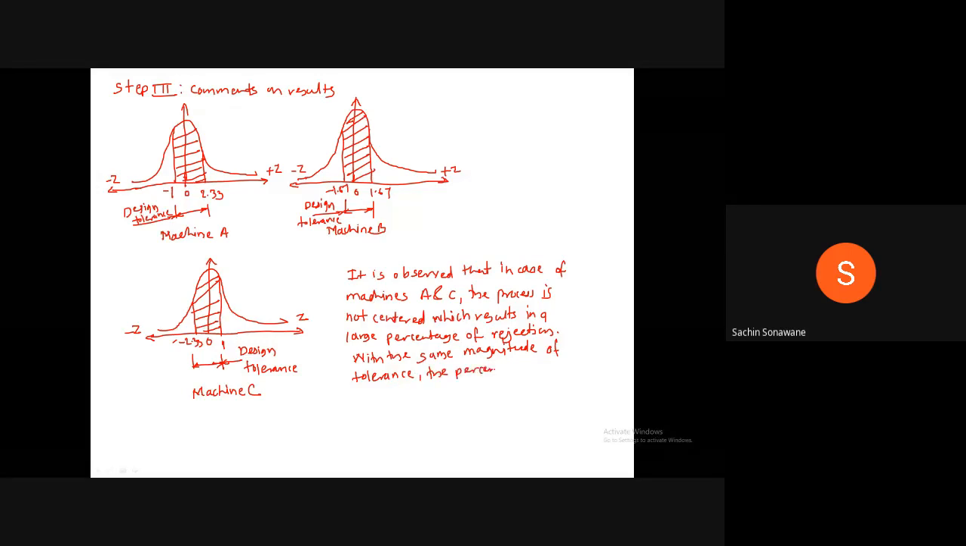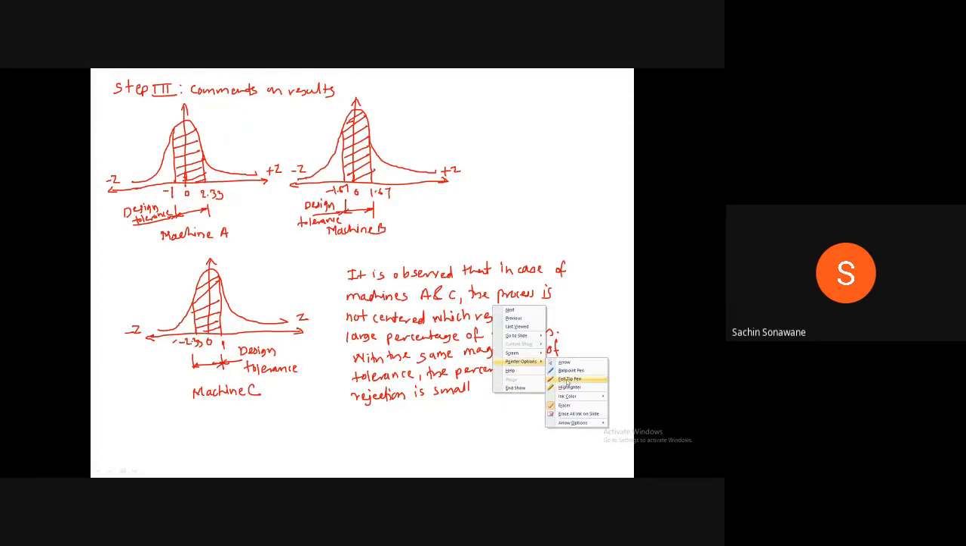The percentage of rejection is small in machine B, as the process is centered. Centered means symmetric.